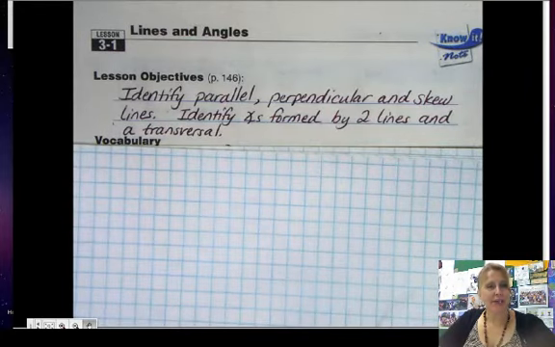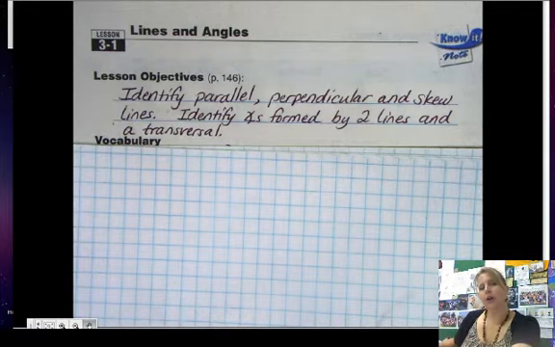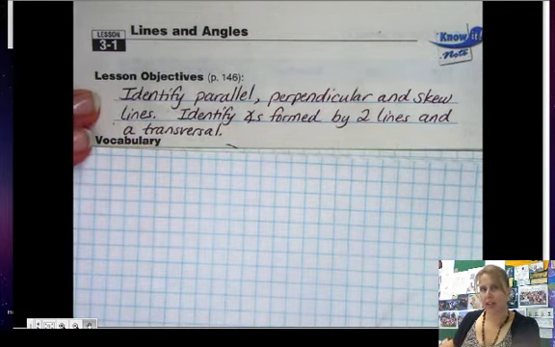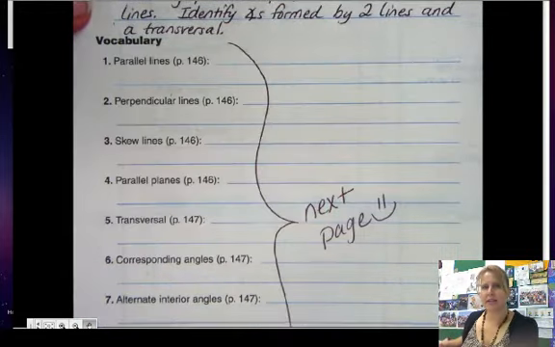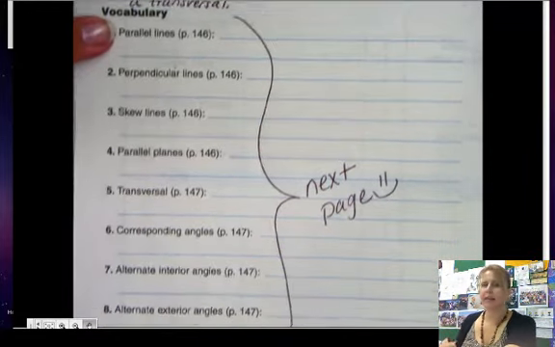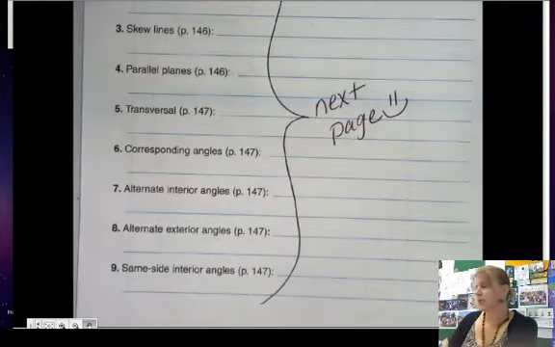Hello, we are going to do section 3-1 today, which is lines and angles. Our objective for today is to identify parallel, perpendicular, and skew lines, and also to identify angles formed by two lines and a transversal. For all of our vocabulary, and you're going to love this, just write "see next page" for every single one, because we're going to do all of these on the next page.